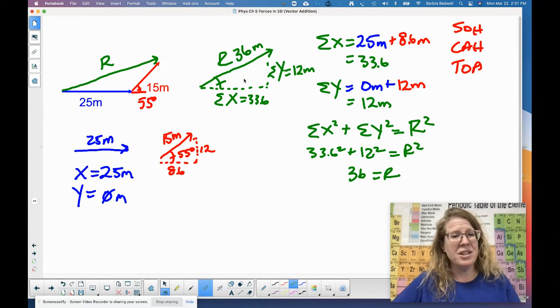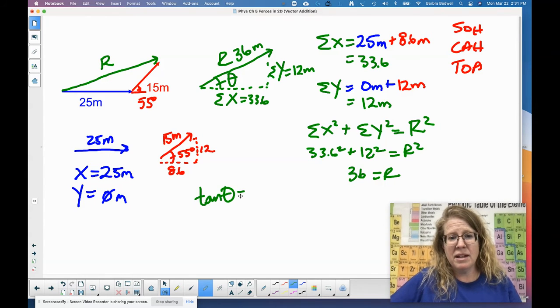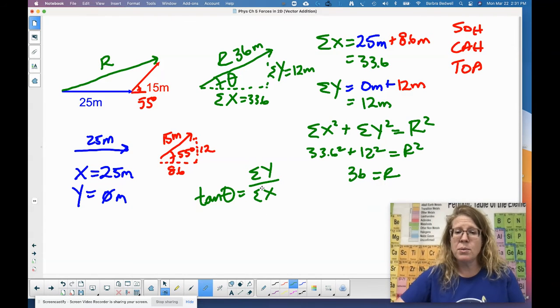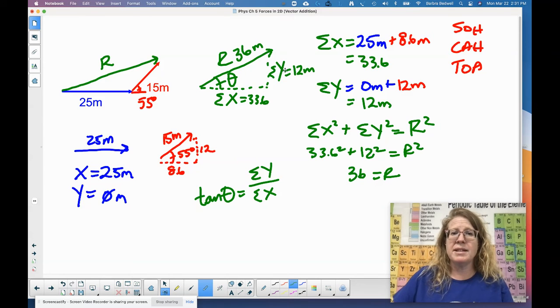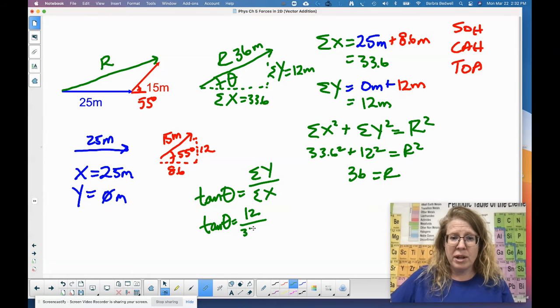Now, in terms of dealing with our final angle here, a lot of times we use tangent. It's a very common thing that we would use. Tangent is TOA: tangent equals opposite over adjacent. So the tangent of our angle, this is our unknown, so we're going to call this theta. Tangent of theta is equal to the opposite side, which is the sum of our y's, over the adjacent side, which in this case is the sum of our x's. Again, this isn't 100% always true, but in this particular triangle, the opposite side is the y, and the adjacent side is the x. The x side is actually touching that angle. So tangent of theta is equal to 12 meters over 33.6 meters.